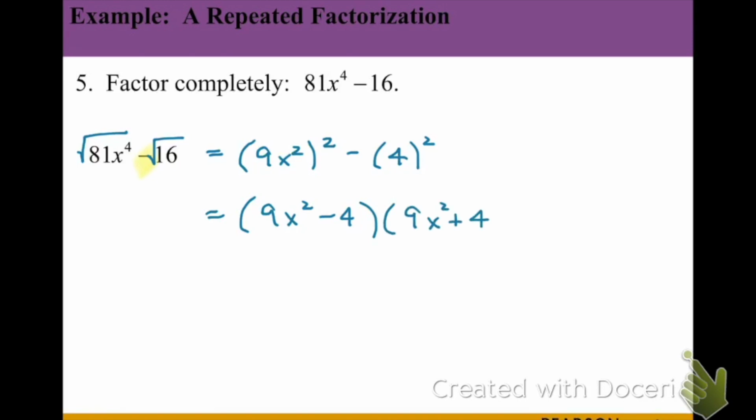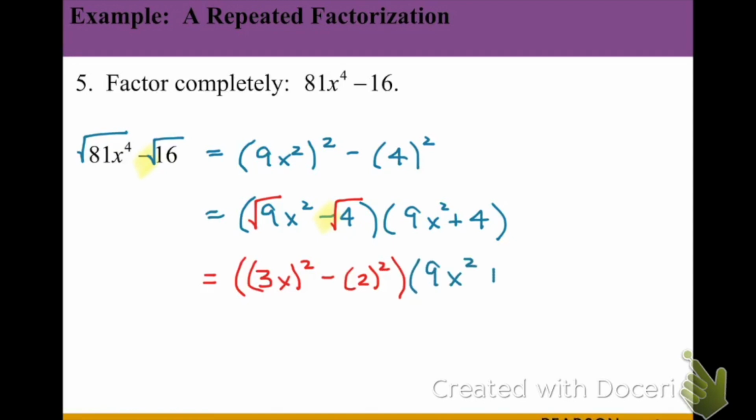But then, if we look at both of these two terms, we notice that the 9x squared minus 4, we can actually go ahead and square root both of those. And this is another difference of squares. So we can rewrite this as 3x squared minus 2 squared. And since those are both square roots, we can further factor that 9x squared minus 4 into the two factors, 3x minus 2 and 3x plus 2.